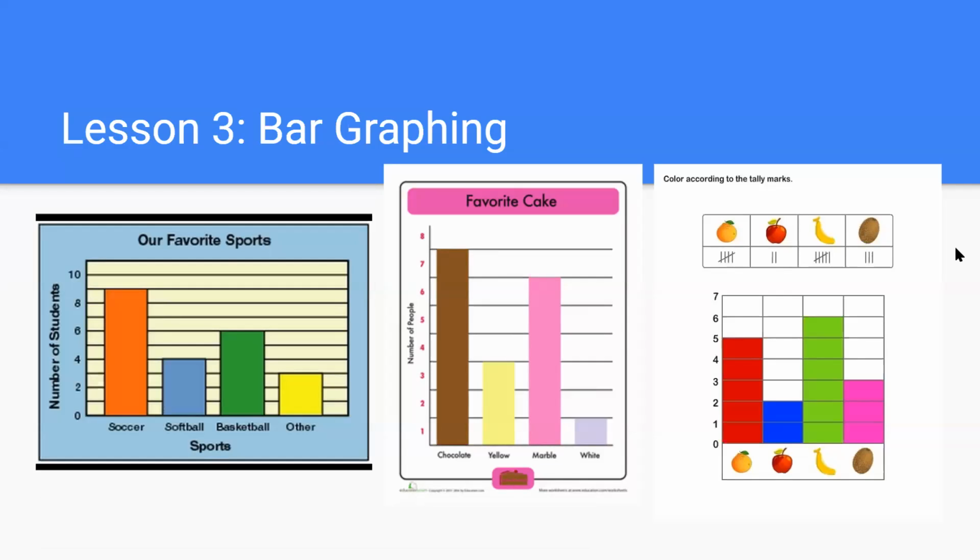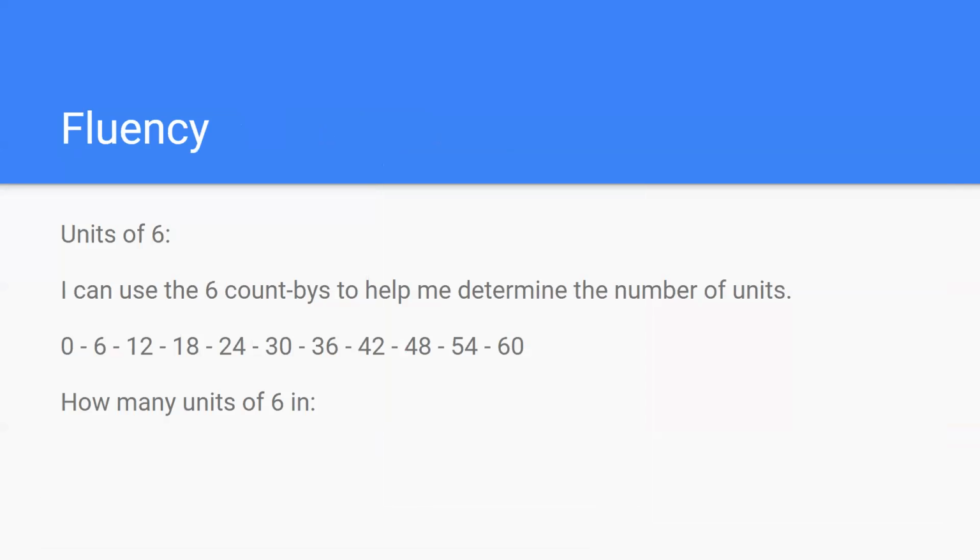We are going to focus on lesson 3, bar graphing. This is the lesson you are responsible for next in Zearn if you are following along with the videos. Before we get into bar graphing, let's do a little fluency warm-up.